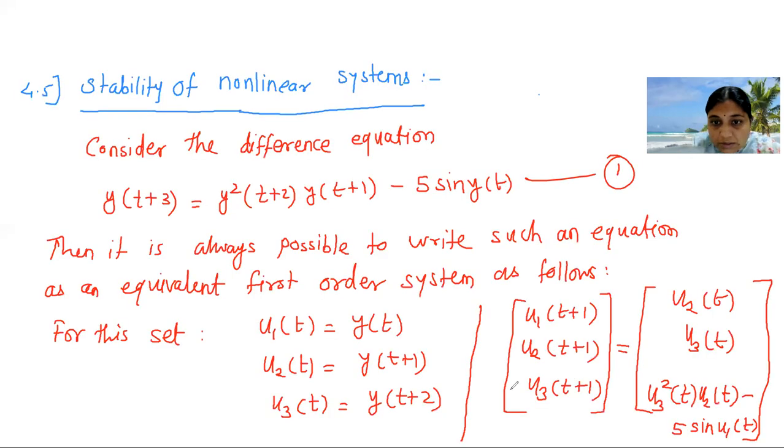Can you see this? What is u1 t plus 1? It is u2 t. u2 t plus 1 is u3 t. And last, I want to write y at t plus 3. So what is u3 at t plus 1? u3 at t plus 1 is y at t plus 2 plus 1, so I will get y at t plus 3.